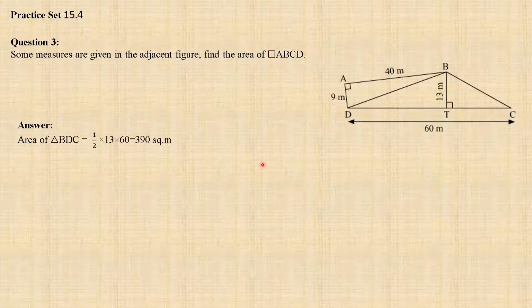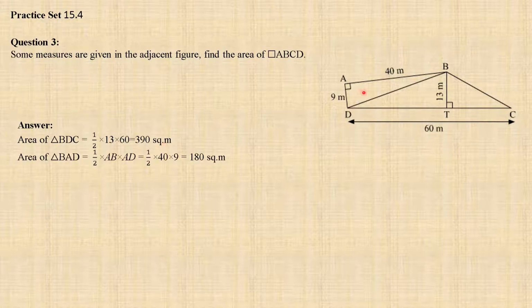So first we find the area of triangle BDC. You see, the area of triangle BDC we can find out for this entire triangle by using the half into base into height formula. So half into base, that is 60, and the height is 13. So this becomes half into 13 into 60, which is 390 square meters.